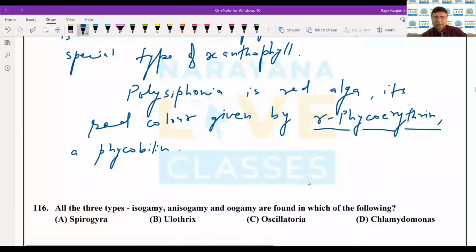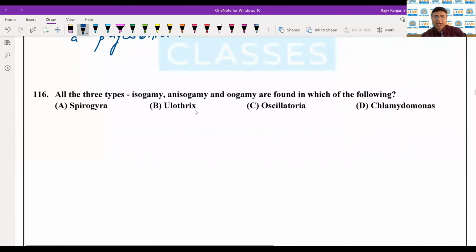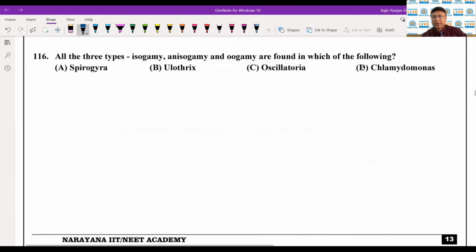So let's now just move over to the next question. All the three types: isogamy, anisogamy, and oogamy are found in which of the following? First of all, let's have a look at the three types of the gamete formation, gamete forms.